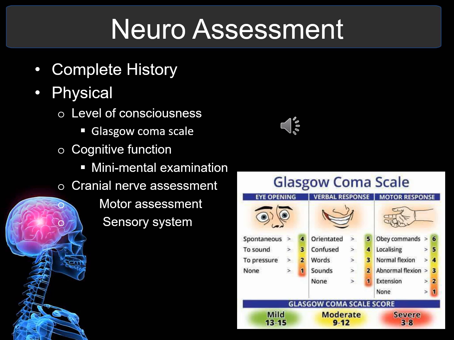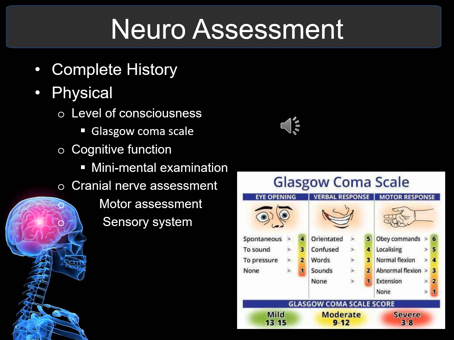Level of consciousness can be assessed using the Glasgow Coma Scale. This is the priority assessment for any potential head injury. The GCS assigns a score for eye-opening, best motor response, and verbal response. The highest possible score is 15, with a score of 8 or less indicating severe neurological issues.